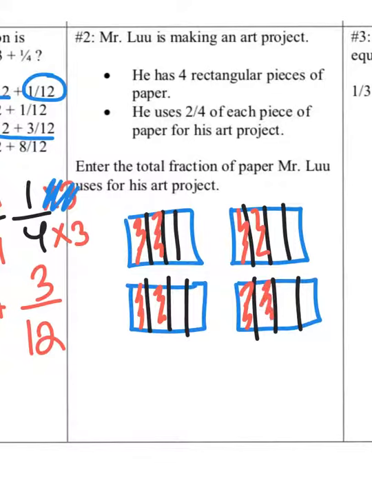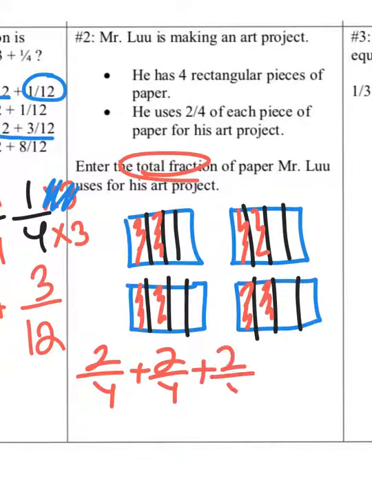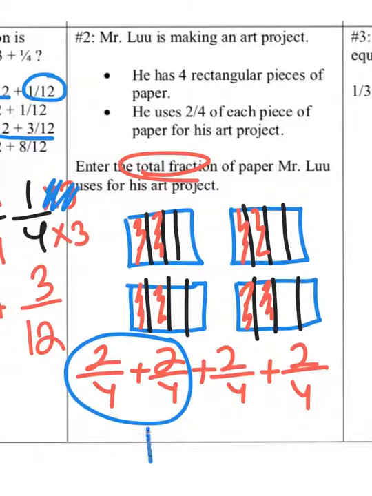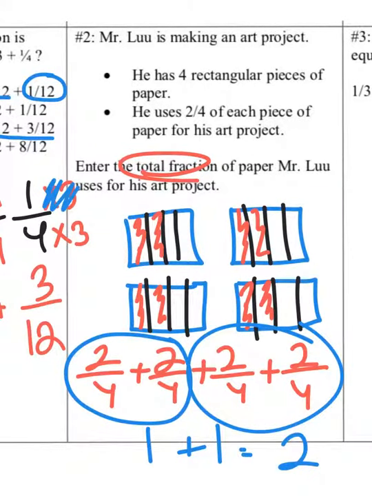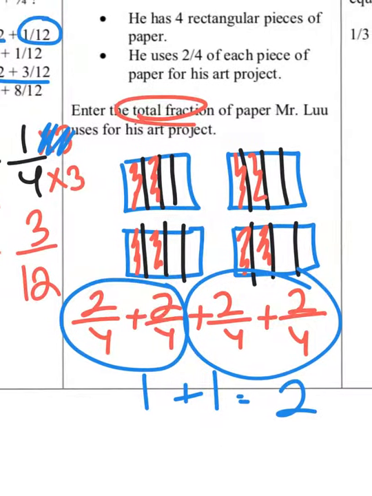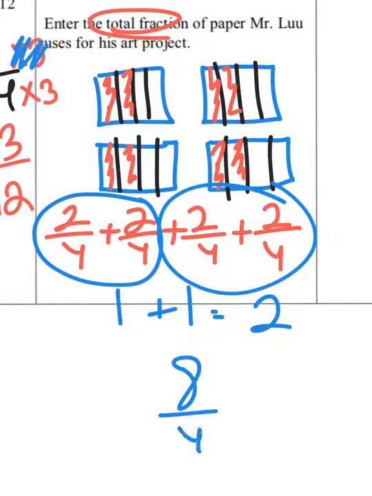There it is. Enter the total fraction of paper Mr. Liu uses. The word total tells me to add. So to know that, it's 2/4 plus 2/4 plus 2/4 plus 2/4. Or you can say 1/2 plus 1/2 plus 1/2 plus 1/2. But pretty much 2/4 and 2/4 makes a whole. Another 2/4 and 2/4 makes a whole, and 1 plus 1 equals 2. Or you can leave it as 8/4 as your improper fraction, because 2/4 plus 2/4 plus 2/4 plus 2/4 is 8/4. But really, 8 divided by 4 is going to be 2. So he uses 2 whole sheets.